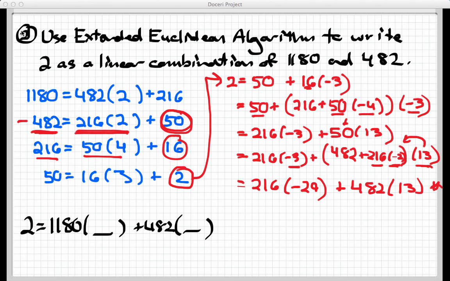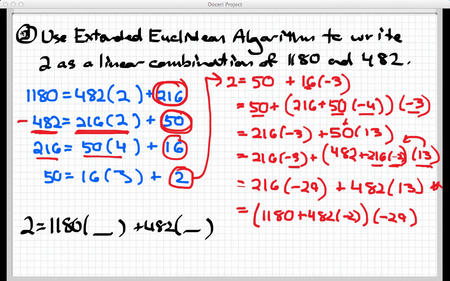Now, one last substitution step. Okay, the 216 here can be written as 1180 minus 482 times 2. So I'm going to do one last substitution, and then I think we'll be close to done. The 216 is equal to 1180 plus 482 times the negative 2. And this is all times negative 29. And this is also all plus 482 times 13. So now let's see where we end up here.